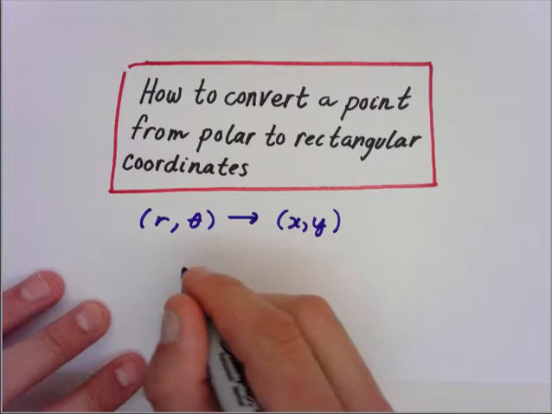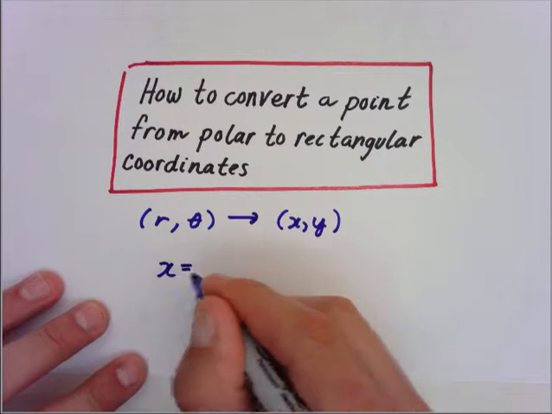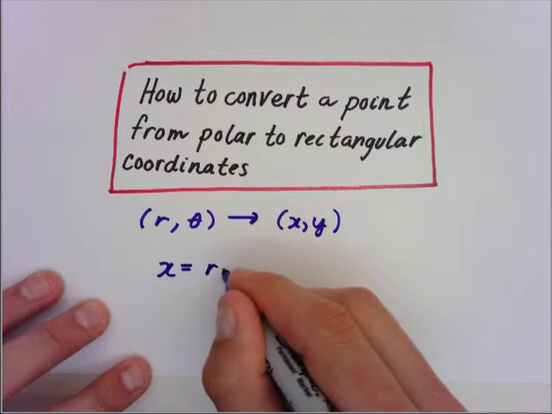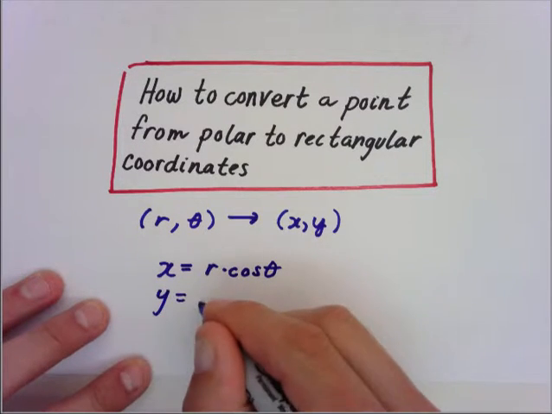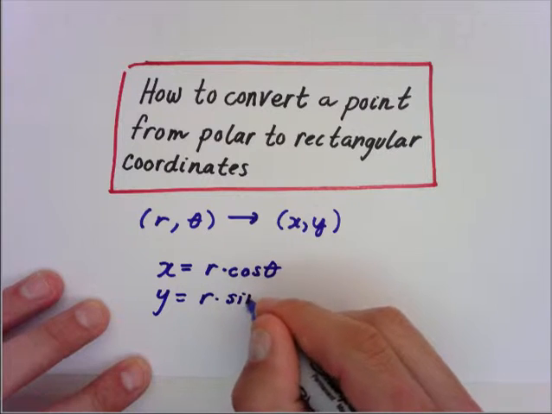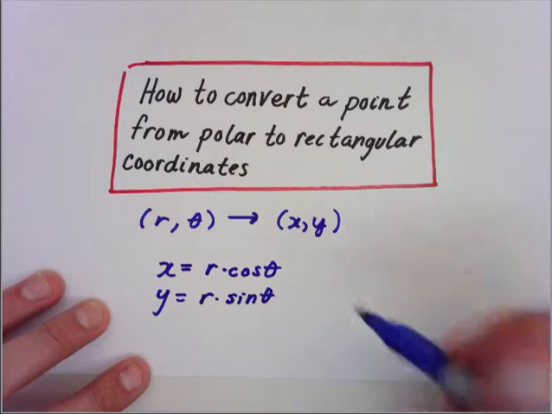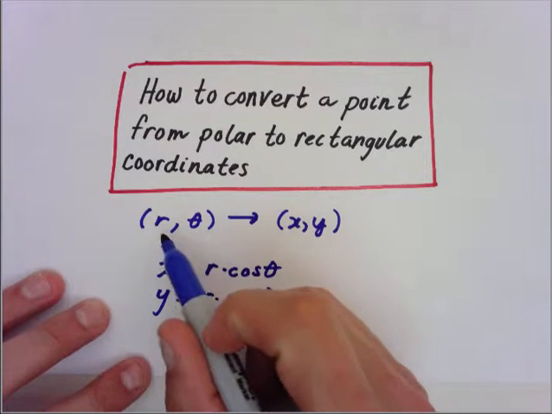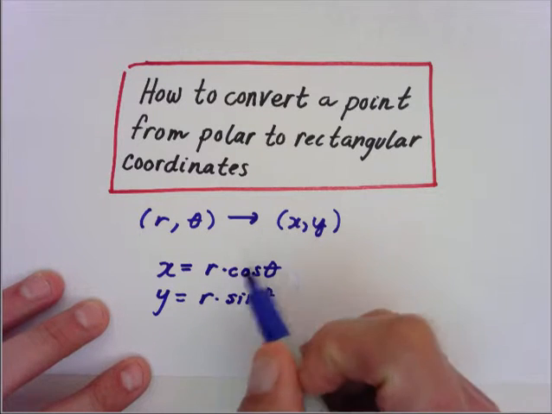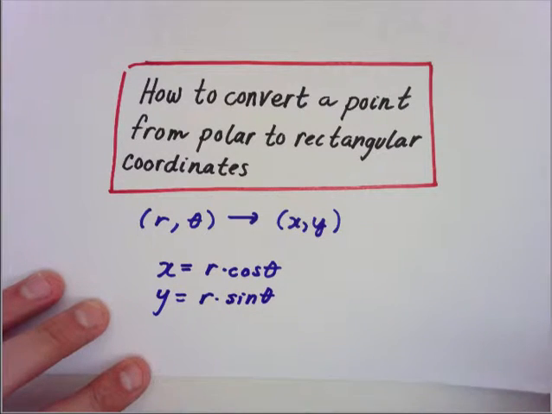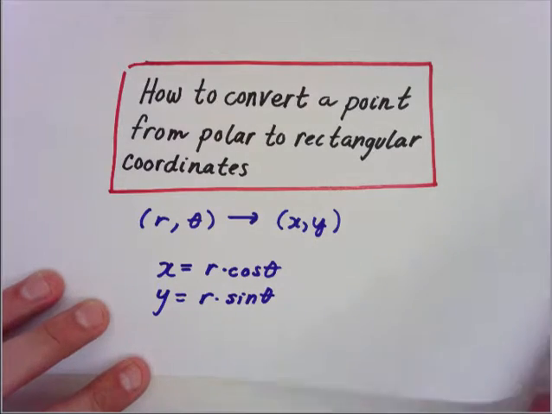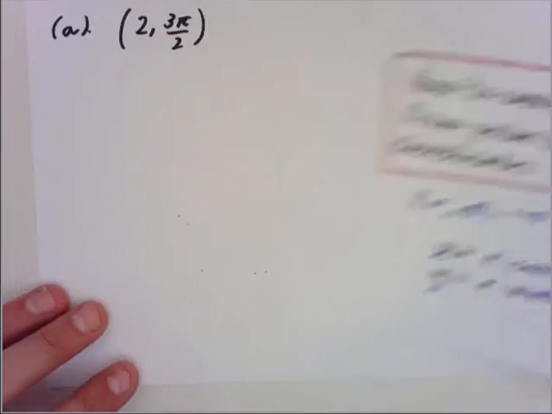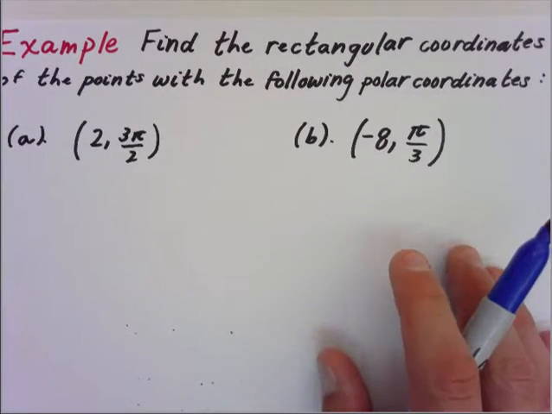If you've seen previous videos, remember x is r times cosine of theta and y is r times sine of theta. So we're going to take this idea, convert from polar to rectangular, using these two expressions: x equals r cosine theta, y equals r sine of theta. So let's go ahead and look at our two examples.